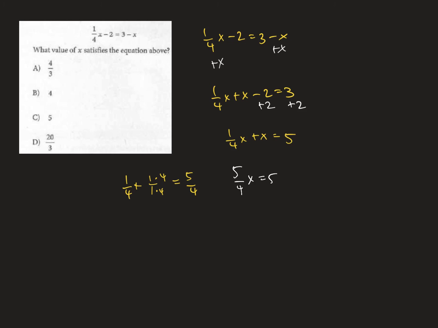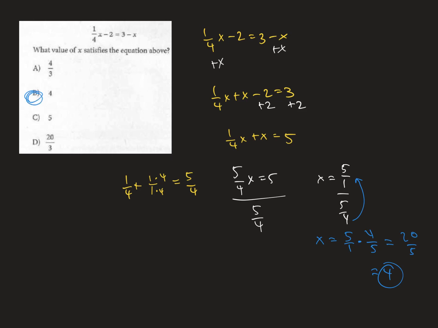And then to solve, we have to divide both sides by 5 over 4. So x is equal to 5 over 1, which is just 5, divided by 5 over 4. Using the properties of dividing by fractions, it becomes x is equal to 5 over 1 times 4 over 5, and this is equal to 20 over 5, which is equal to 4. So 4 is our final answer.